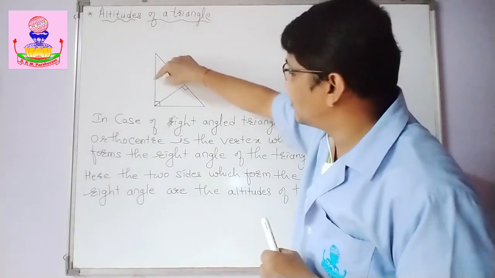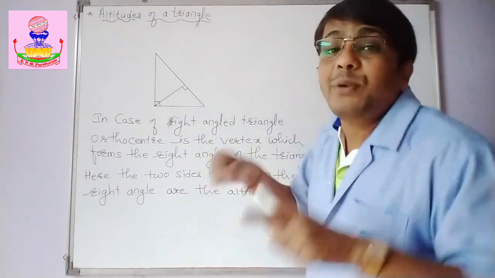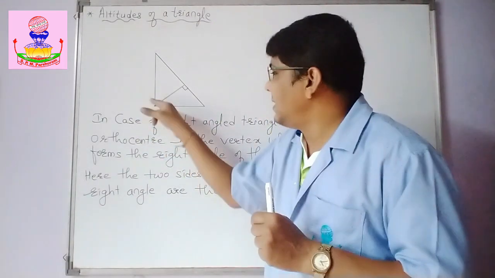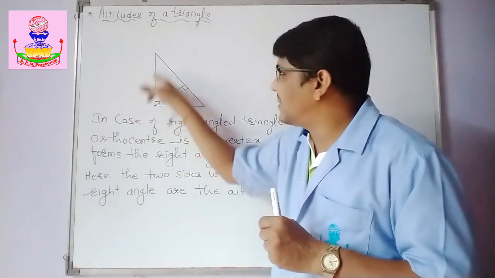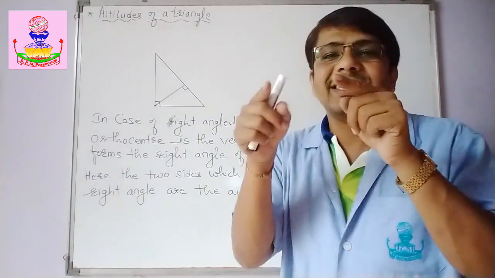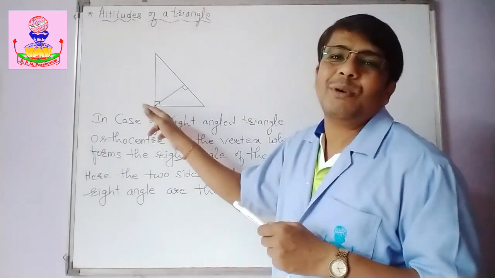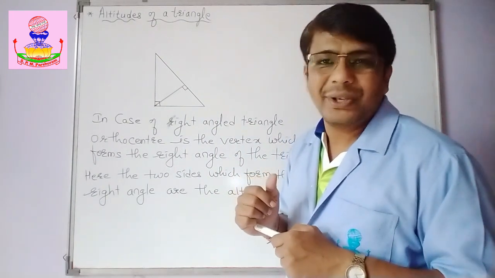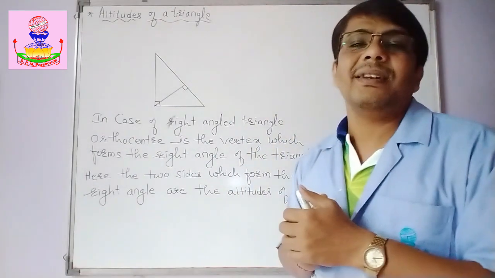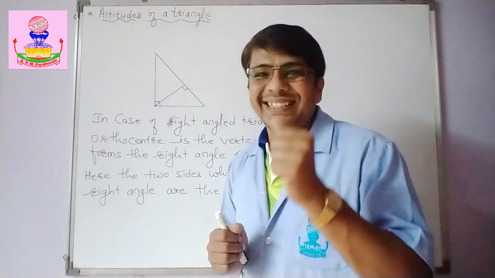Okay, and this is the third altitude. These two are already altitudes. And where they meet is at the vertex where the right angle is formed. So this is the right angle of the triangle. So where the right angle is formed, at that particular point, these three altitudes meet. So the point of concurrence for them is at the vertex of the right angle triangle. Do you get it? So the orthocenter lies at the vertex of the triangle where the right angle is formed.